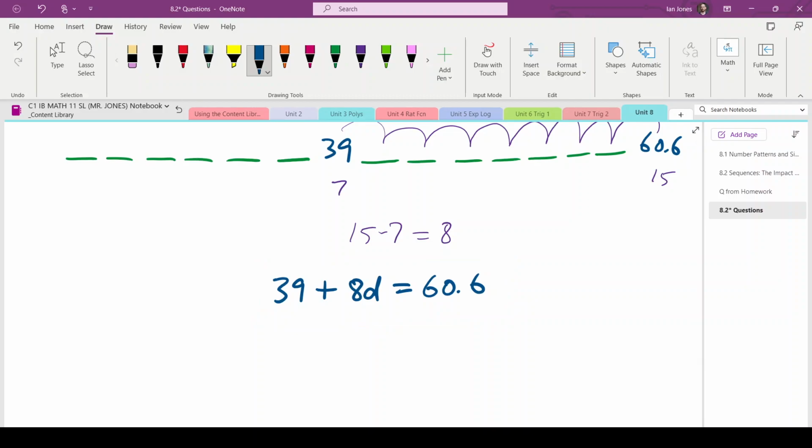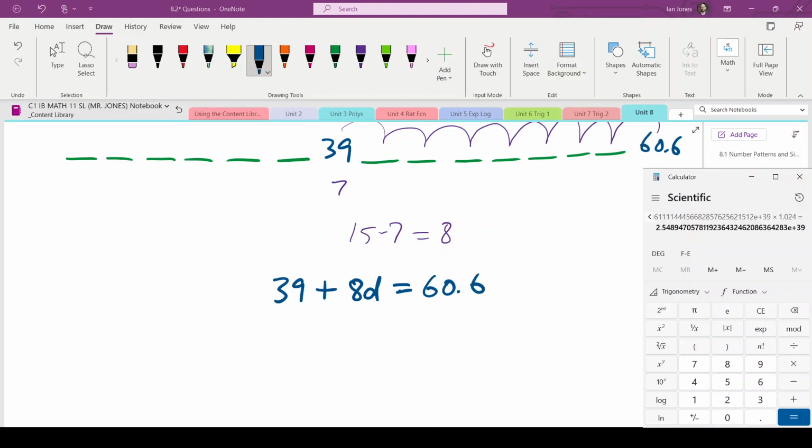Okay, so let's just pull up the calculator. Oh, is it there? Oh, my calculator's missing. Okay, hopefully that's working.